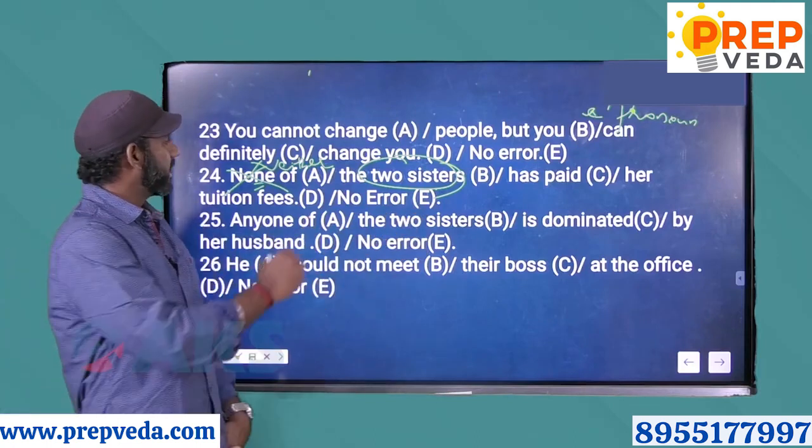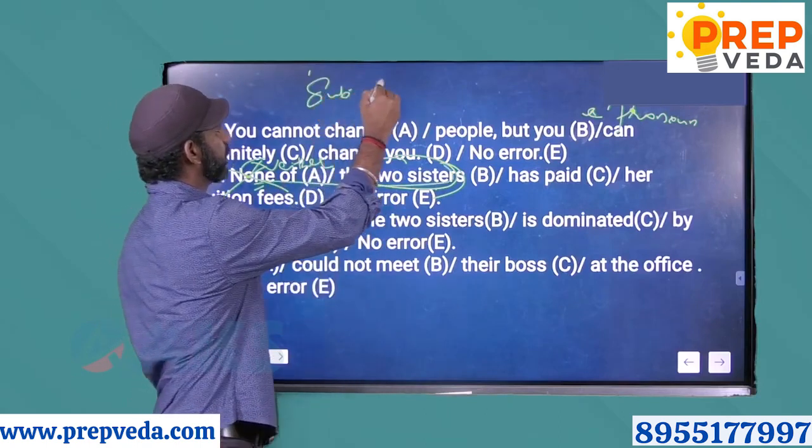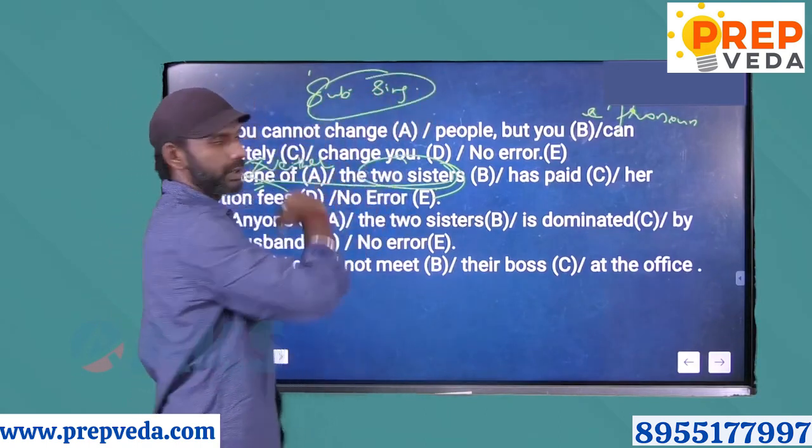Now, "neither of the two sisters" means the subject of this sentence is singular.